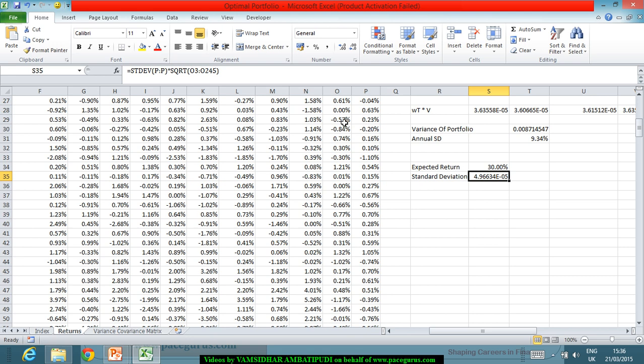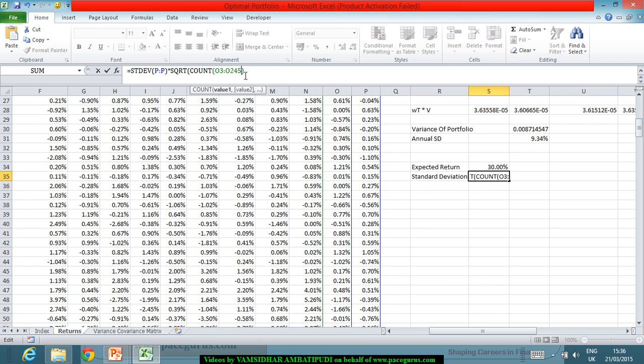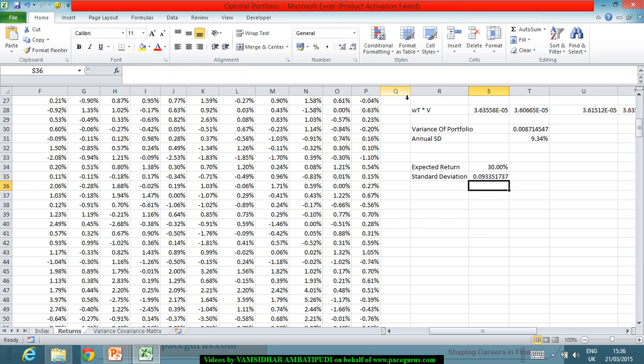this being the standard deviation. I have to do the square root of the counting of these numbers, which is giving me almost the same 9.34%. So I could have done this portfolio. Now let's say for a 20% case, I could either minimize this or I could minimize this. Both of them will lead me to the same solution.